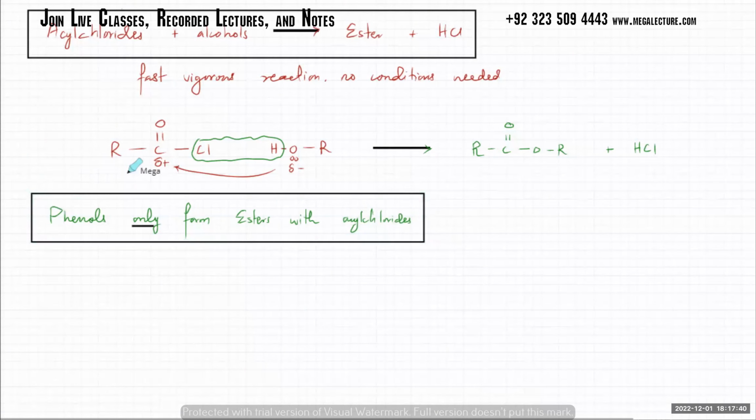So that's another very important reaction. First, let's think about why phenols only form esters with acyl chlorides and not carboxylic acids. So this is what a typical phenol looks like: it's got benzene plus there is an OH attached. So you've got benzene and you've got an OH that's attached to it.